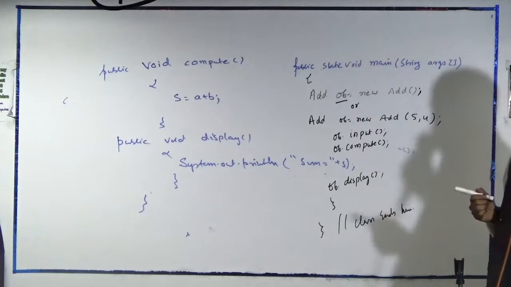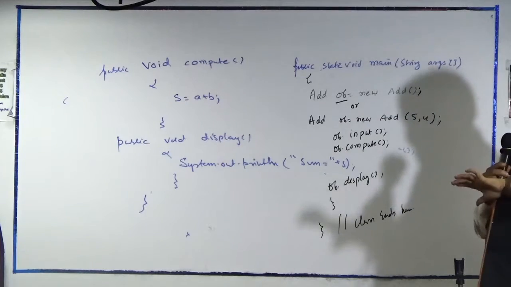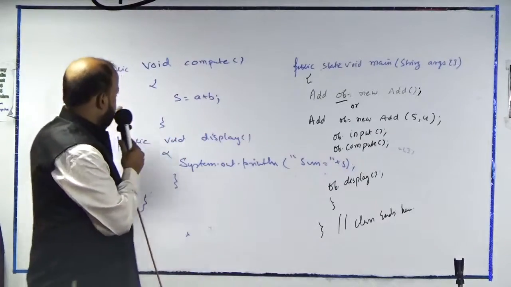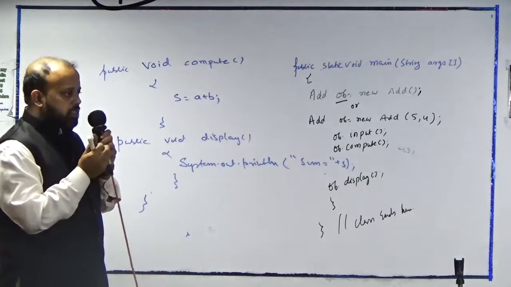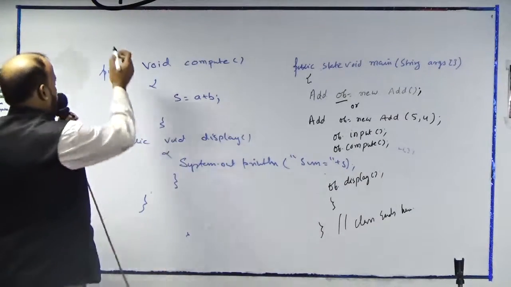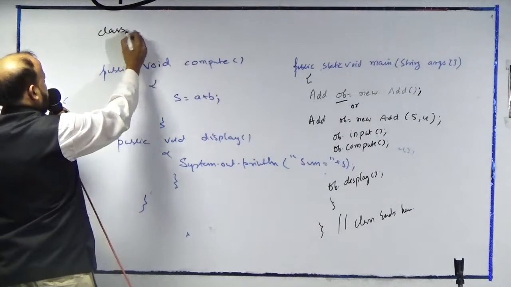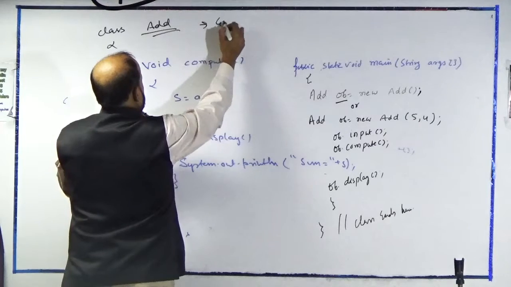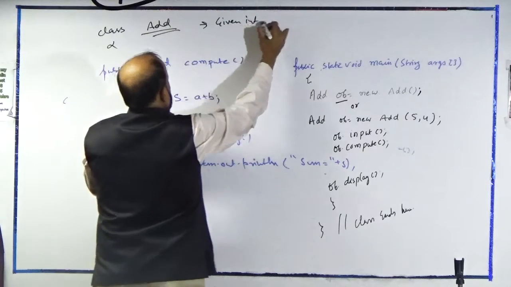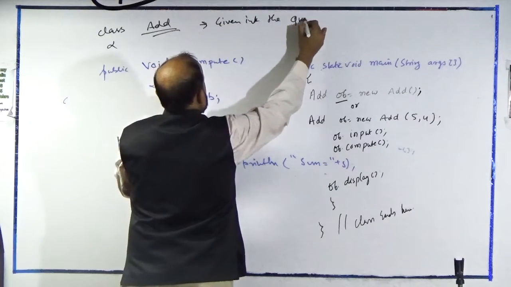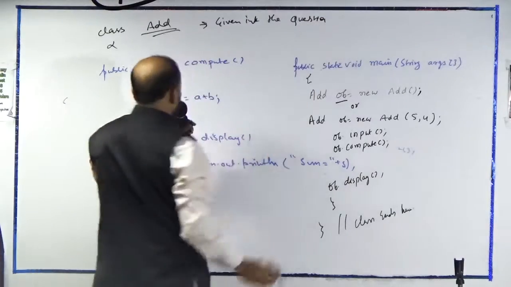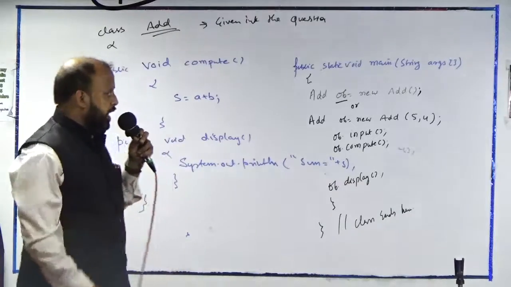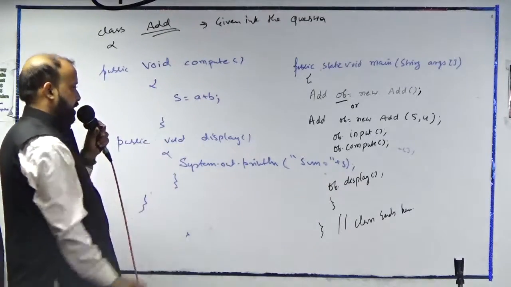I hope it is clear now. In this total program, what are the things you should know? First of all, whatever the class name is given, you should write that. I had written class add. It was given in the question. Don't change the data members. Whatever data members are given with the data type, you write that.